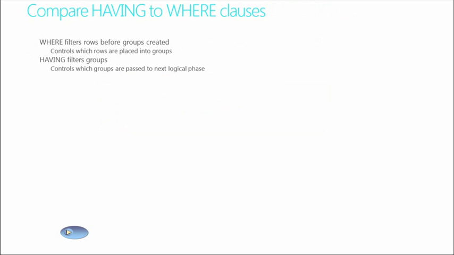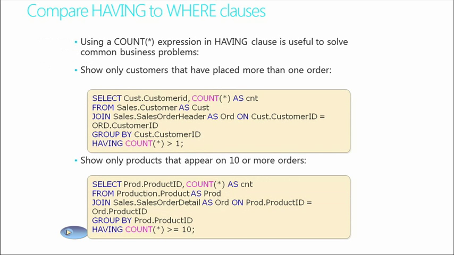If I want to compare, we've talked that the HAVING and the WHERE are similar, but I want to compare the two. The WHERE filters rows before the groups are created. The HAVING filters the groups, which controls how the groups are going to be passed to the next logical phase. So if we look at this, we're going to use a count expression in the HAVING clause, and this is going to be useful to really provide a solution for common business problems, because this is going to show only customers that have placed more than one order.